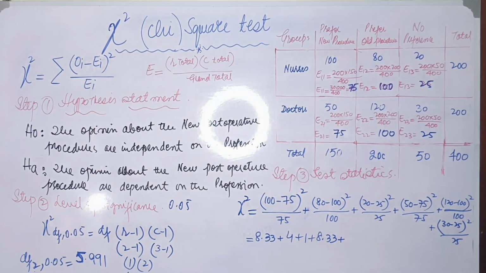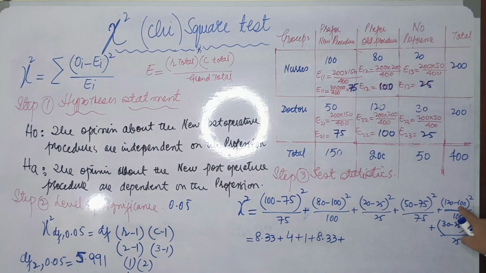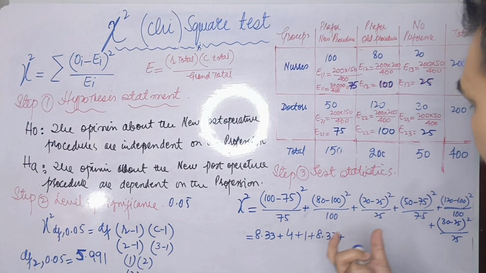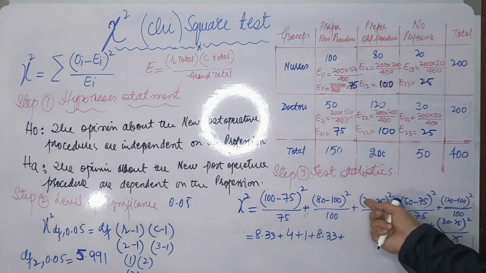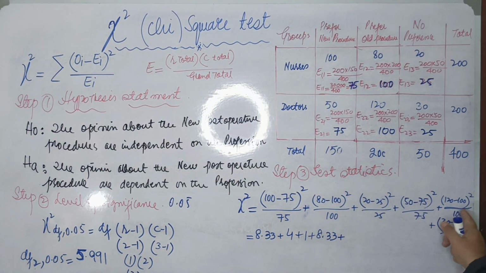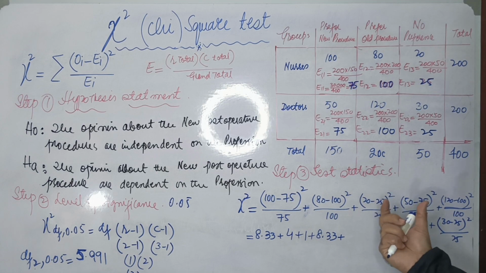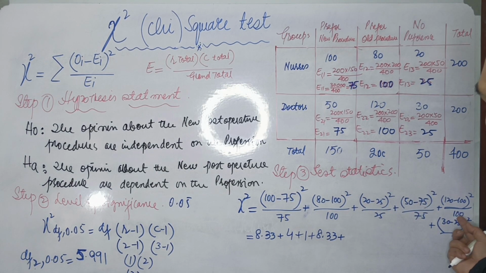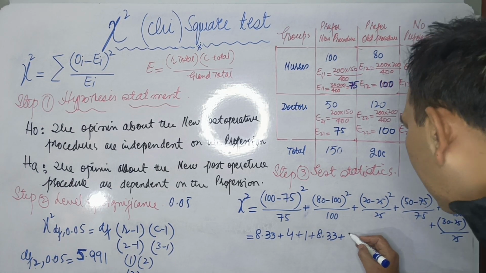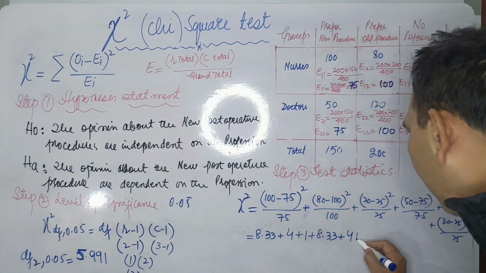Again, 120 minus 100 gives the result 20, and we square the 20, which gives 400. Then we divide the 400 by 100, which gives the answer 4.